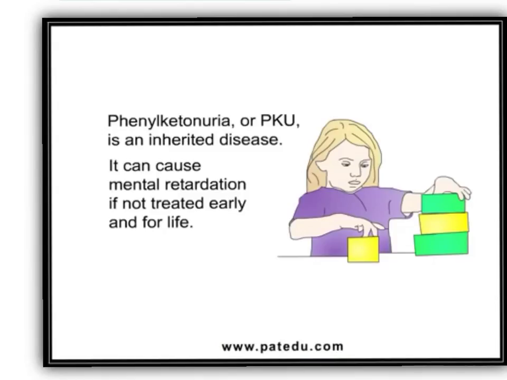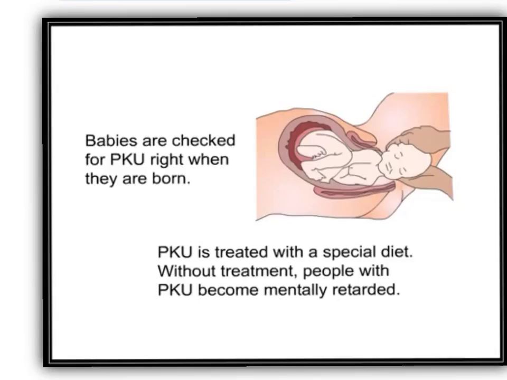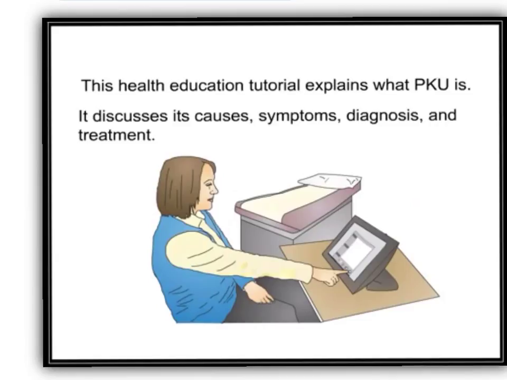Phenylketonuria, or PKU, is an inherited disease. It can cause mental retardation if not treated early and for life. PKU is rare. Only 1 out of every 15,000 babies in the United States is born with it. PKU is more common in people whose ancestors were Native American or Northern European. Babies are checked for PKU right when they are born. PKU is treated with a special diet. Without treatment, people with PKU become mentally retarded.